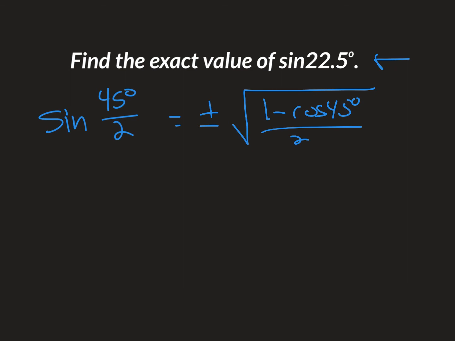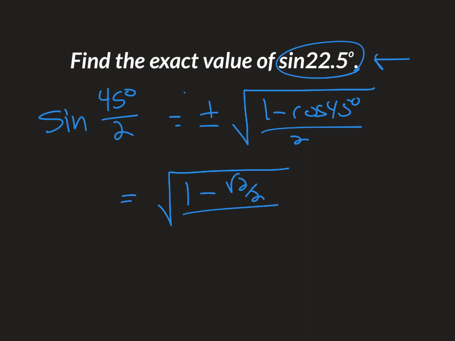All right, so I'm going to try to simplify that. First of all, the plus or minus. The original angle, 22.5 degrees, is in quadrant 1. Everything's positive in quadrant 1, so I know it's going to be positive. I also know that cosine 45 degrees is square root of 2 over 2, and you know that as well, all over 2. Now, we would be done, except you're not allowed to leave a fraction inside a fraction. So I'm going to do what I did a second ago: multiply the whole numerator and the whole denominator by 2. My numerator becomes 2 minus, the 2's cancel, square root of 2. My denominator becomes 2 times 2, which is 4.